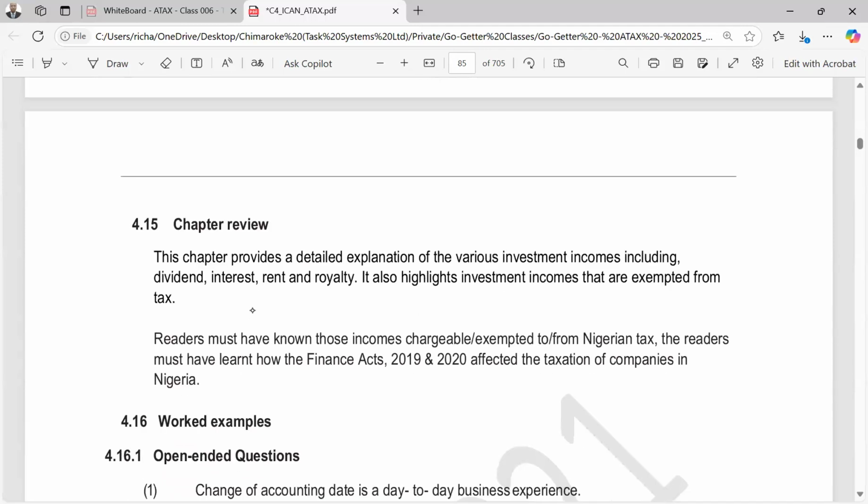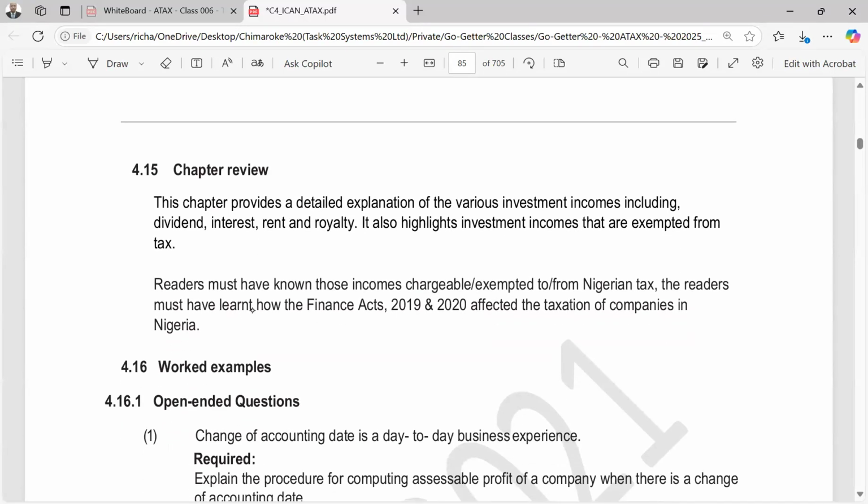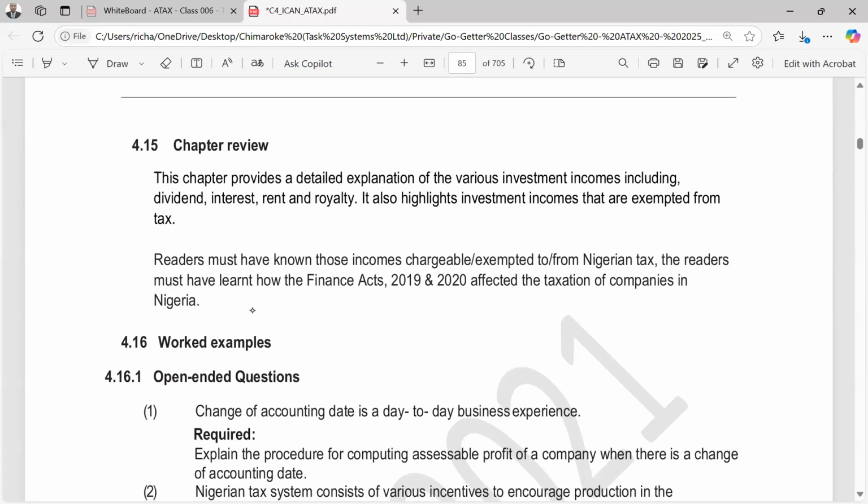So that's how this chapter has ended. We've seen a lot of things on rent, dividend, royalty, and we'll be looking at some questions, and I'll be telling you certain things about how to solve some of these questions that have to do with these unearned incomes, that have to do with dividends, interest, and rent. I call them DIRO, and including royalty, so DIRR. All right.